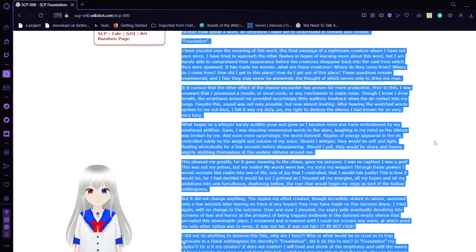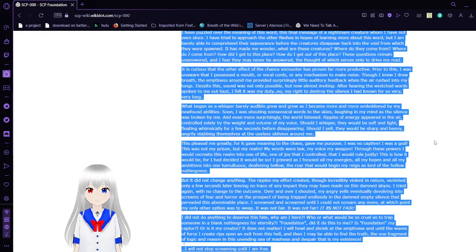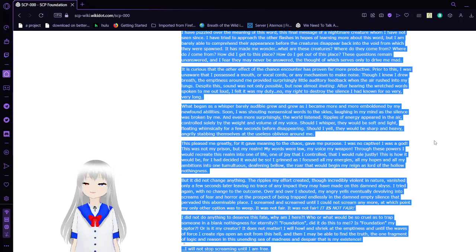I have puzzled over the meaning of this word, this final message of a nightmare, a creature whom I have not seen since. I have tried to approach the other flashes in hopes of learning more about this word, but I am barely able to comprehend their appearance before the creatures disappear, back into the void from which they emerged. It has made me wonder, what are these creatures? Where do they come from? Where do I come from? How do I get to this place? How do I get out of this place?